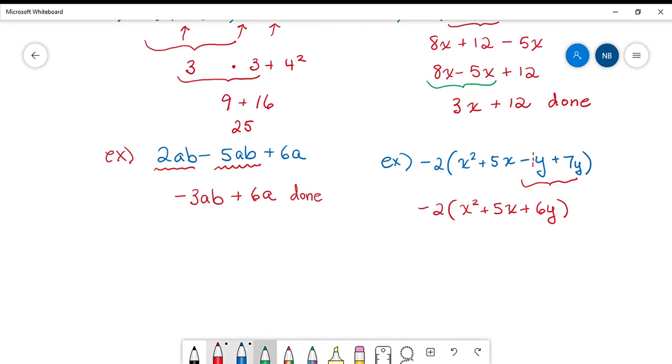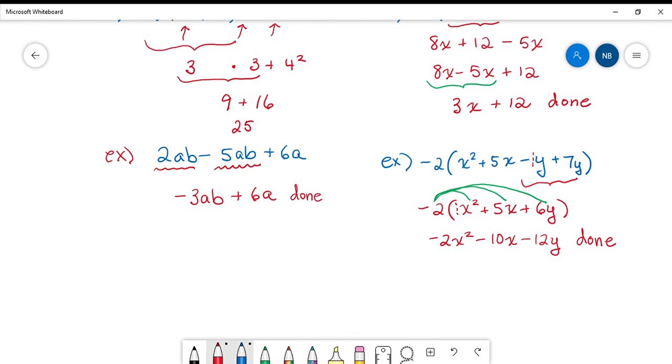Now we're going to use the distributive property that allows us to distribute multiplication over addition. Negative 2 times 1x squared is negative 2x squared. Negative 2 times positive 5x is negative 10x. And negative 2 times positive 6y is negative 12y. I no longer have any like terms, which means I'm done and I can't go any further.